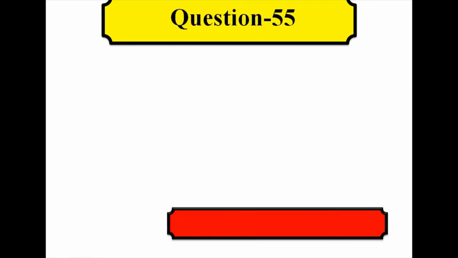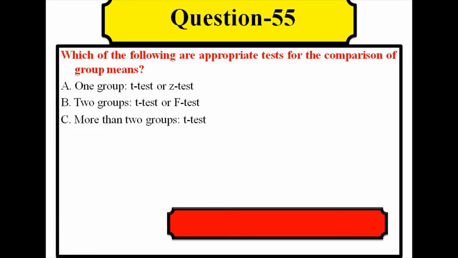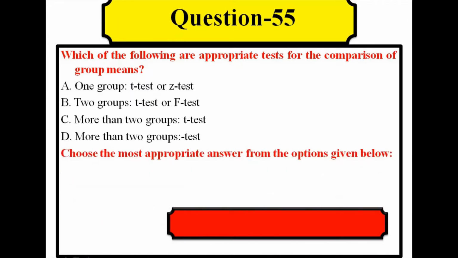Question 55. Which of the following are appropriate tests for the comparison of group means? A. 1 group, t-test or z-test. B. 2 groups, t-test or f-test. C. More than 2 groups, t-test. D. More than 2 groups test. Choose the most appropriate answer from the options given below.